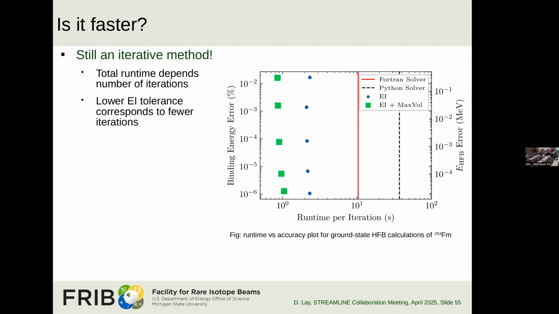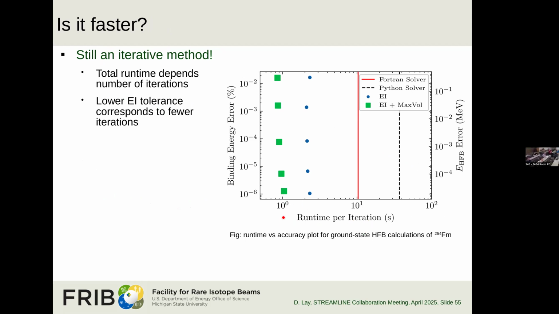And then we can ask, of course, is it faster? Does it help? If it's not faster, why am I doing this at all? And again, the short answer is yes, it's faster. What I plot here is the runtime per iteration versus, again, the binding energy error. And if you just look at these green squares versus this red line, you see that it's about an order of magnitude speed up.